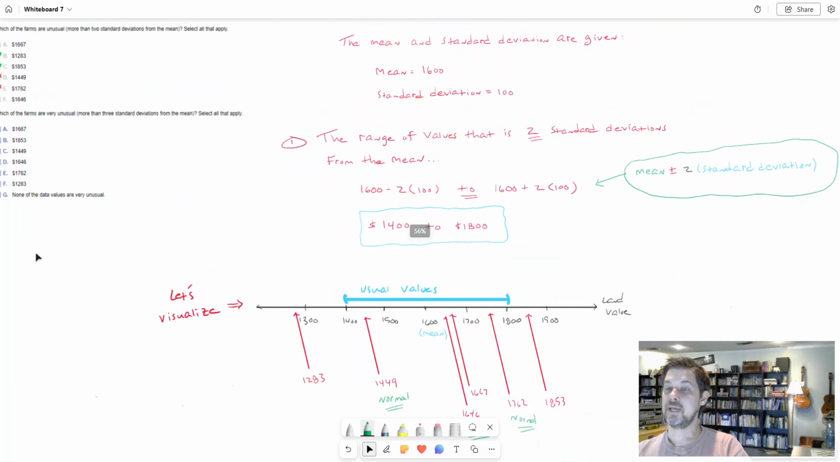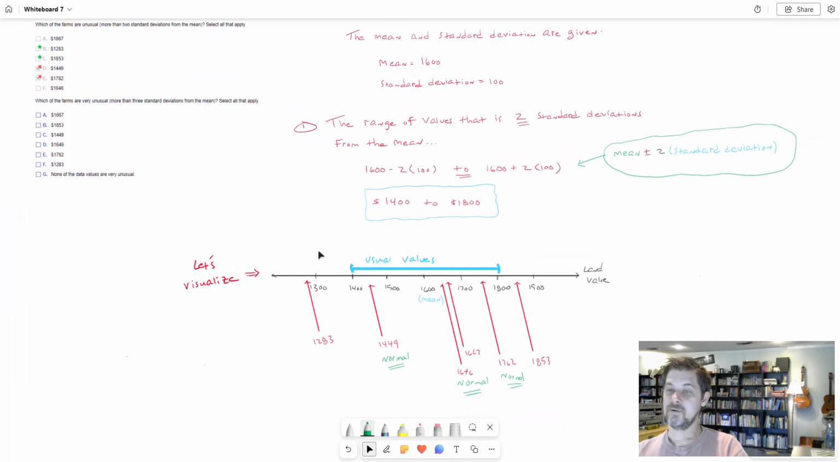We don't have to do much calculating in this one, but we do have to understand what we're doing when we calculate this range. Visualize it with the number line if you like. Follow up with me with any other questions.